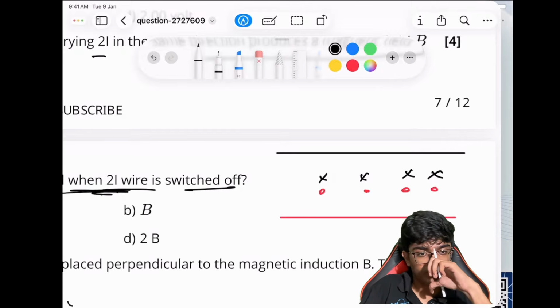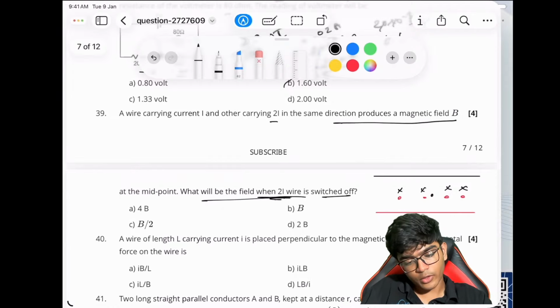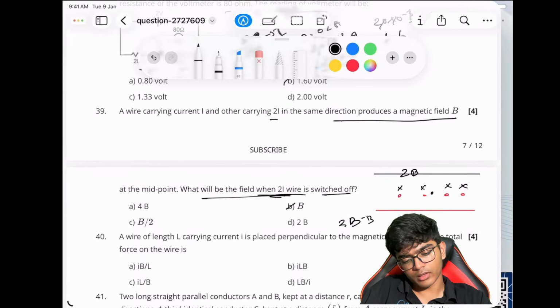Okay, fine. Basically at the midpoint the magnetic field is equal to mu naught I by 2 pi r. Mu naught I by 2 pi r is equal to B. Even if that one goes off, it will be B. Correct? Because say one produces 2B, this produces B, the net is nothing but 2B minus B. Now if 2B is switched off, the remaining will be B, right? Because here 2I current flows, here only I current flows.